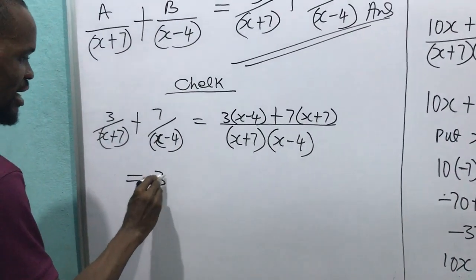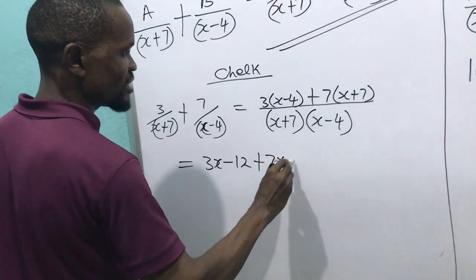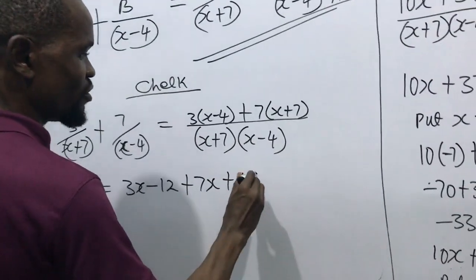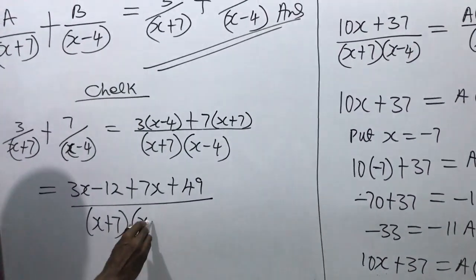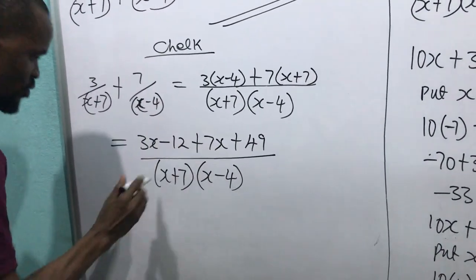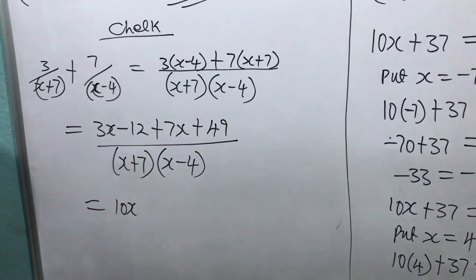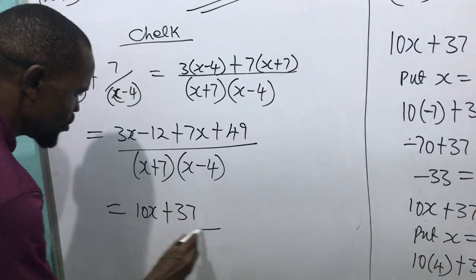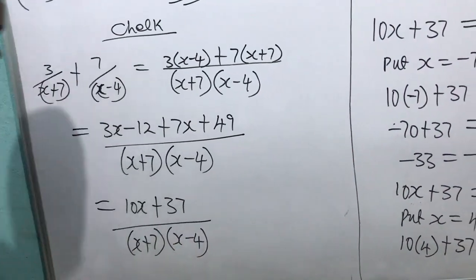I will have 3x minus 3 times 4, which gives me 12, plus 7 times x, which gives 7x, plus 7 times 7. 7 times 7 will give me 49, all over x plus 7 into x minus 4. Then collecting the like terms, 3x plus 7x will give me 10x. Then minus 12 plus 49 gives me plus 37. And that is 10x plus 37 over x plus 7 into x minus 4. And that's what we have there.